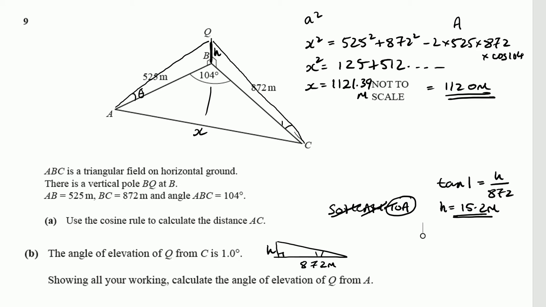Now looking at the other triangle on the other side, I want to know this angle over here. I've just worked out that this height is 15.2 meters. I know that's a right angle, and I know this length over here is 525 meters.